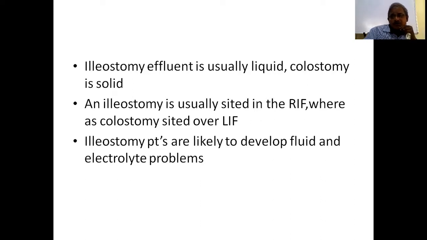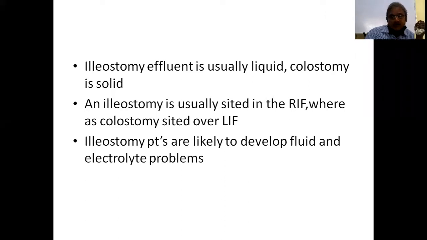So in a temporary ileostomy or colostomy, whenever we are doing it, the ideal place would be lateral to the rectus sheath. Whereas in case of permanent colostomy, we usually come through the rectus abdominis. Okay. So in ileostomy patients are likely to develop fluid and electrolyte problems because the output is more.